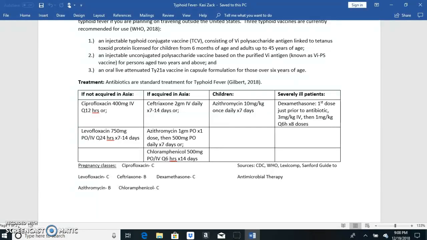And then I do have the pregnancy classes listed on the bottom here. The ciprofloxacin, levofloxacin, dexamethasone, and chloramphenicol are pregnancy class C, but the ceftriaxone and azithromycin are pregnancy class B. And I believe that sums up the treatment of typhoid fever.